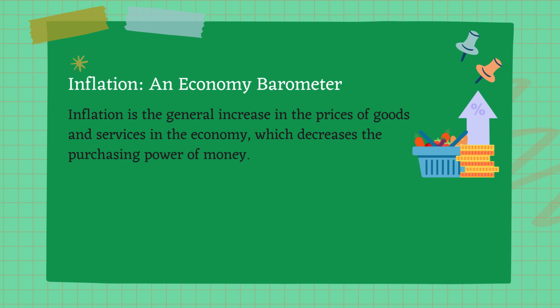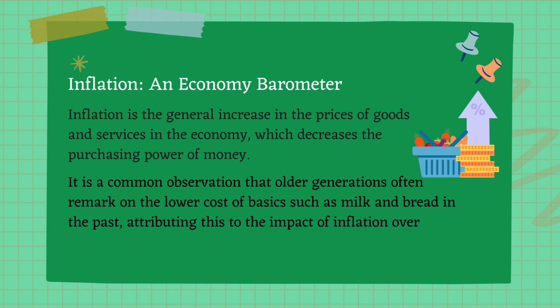In the year 2000, a moviegoer was able to buy a movie ticket for about rupees 200. Fast forward to today, when the average movie ticket cost is around rupees 400. In the year 2000, a person with rupees 400 could buy 2 tickets, but today that same rupees 400 could only buy 1 ticket. The currency has less value than it did before due to inflation. It is a common observation that older generations often remark on the lower cost of basics such as milk and bread in the past, attributing this to the impact of inflation over time.